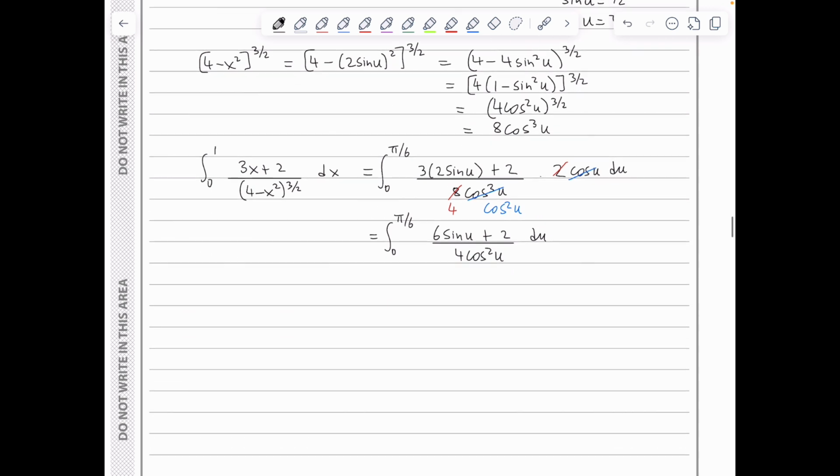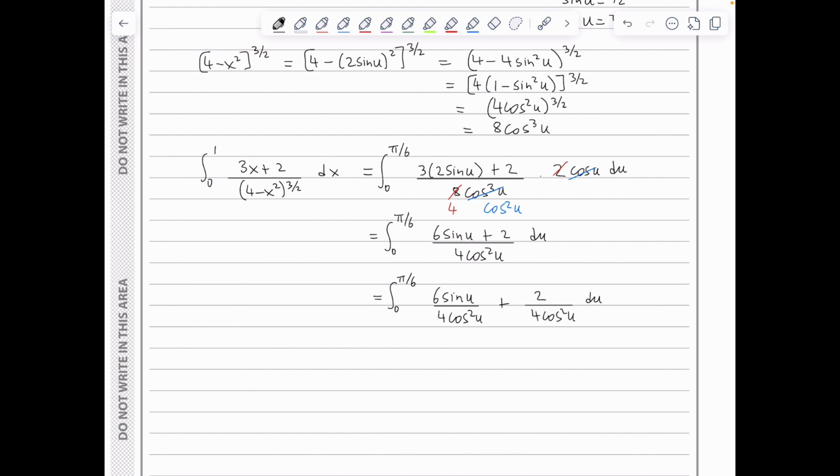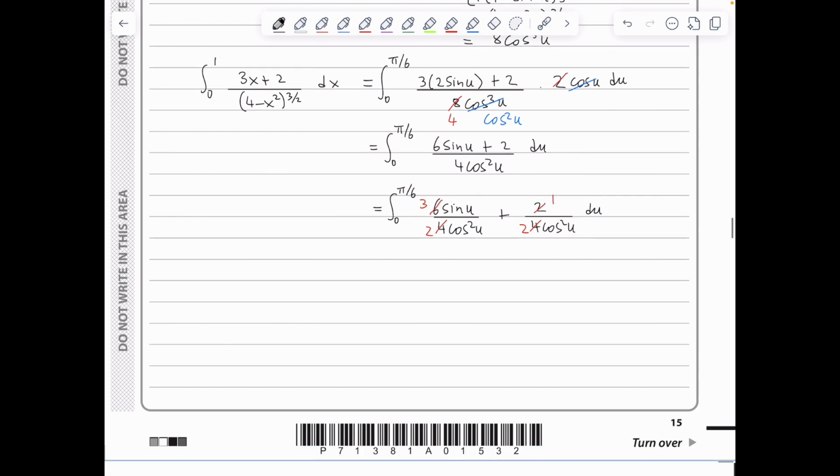So I will split this as the integral from 0 up to pi over 6 of 6 sine u over 4 cos squared u plus 2 over 4 cos squared u du. I will simplify the 6 with the 4, leaving me a 3 and the 2 in the denominator, and the 2 with the 4, leaving me with 1 and 2. So all in all, we're looking at the integral from 0 up to pi over 6 of 3 sine u over 2 cos u times 1 over cos u.